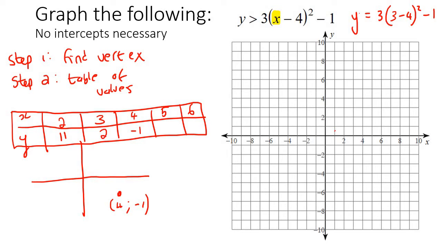Okay, so now you don't have to go do these ones. You just use symmetry. So check this out. When you go 1 to the left and 1 to the right, the Y values would be the same. So that's also a 2.